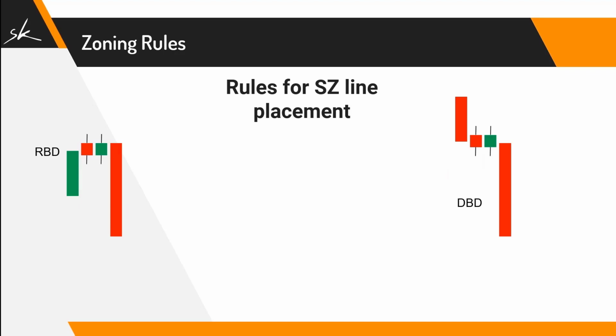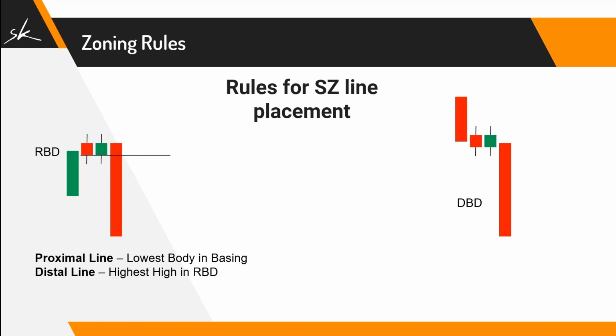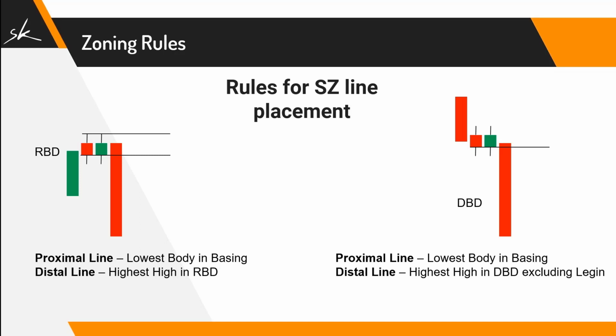Rules for supply zone line placement. In a rally-base-drop, the proximal line will be drawn at the lowest body in basing and the distal line will be drawn at the highest high of the rally-base-drop. In a drop-base-drop, the proximal line will be drawn at the lowest body in basing and the distal line will be drawn at the highest high of the drop-base-drop, excluding the leg in.